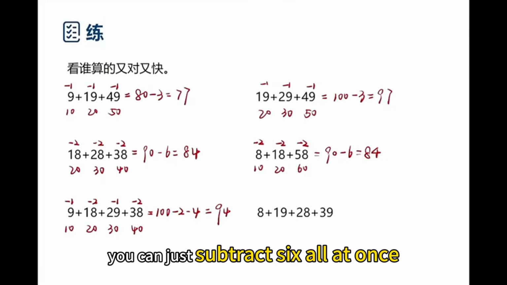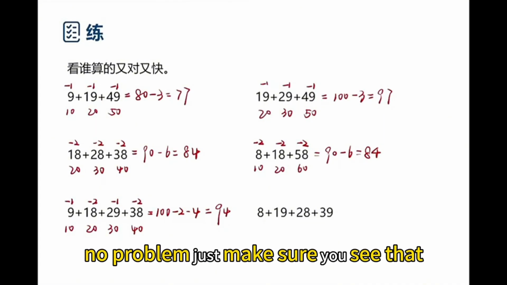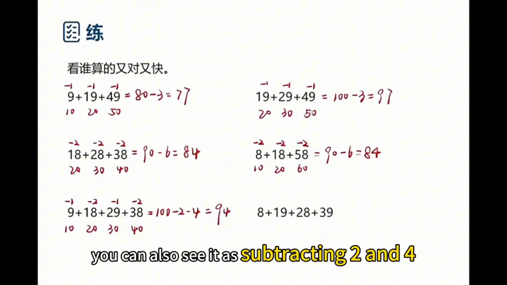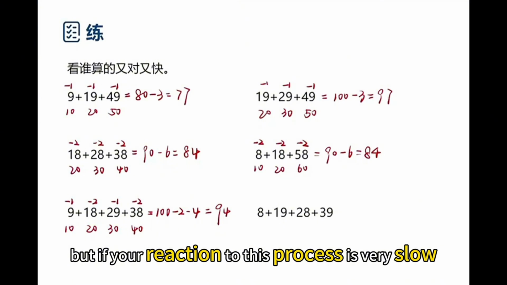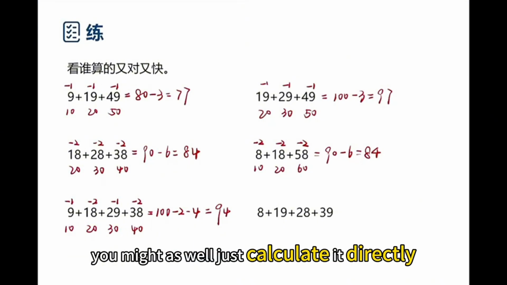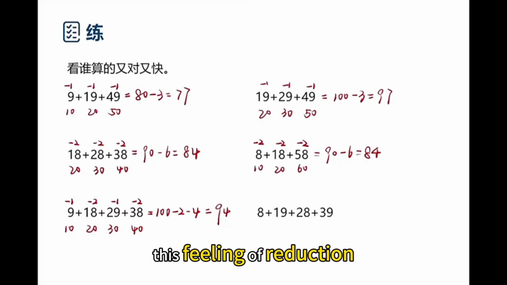You can just subtract 6 all at once. Okay, this is 100 minus 6, which is 94. No problem. Just make sure you see that. You can also see it as subtracting 2 and 4, for a total of 6. That works too. But if your reaction to this process is very slow, you might as well just calculate it directly. The point of these tricks is to practice this feeling of transformation, this feeling of reduction.